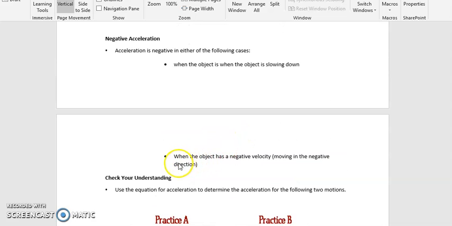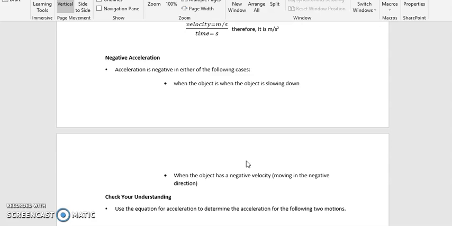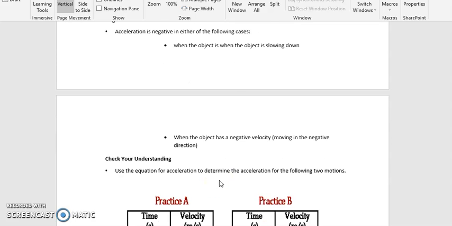Okay, as well, when the object has a negative velocity, so it's moving in the negative direction. So we are going to talk a little bit more about negative accelerations later. Just kind of have that idea of if an object is slowing down, it's still an acceleration, it's just called a negative acceleration, okay? And then also anytime the object is traveling with a negative velocity, so moving to the left or moving downward, that would be a negative acceleration as well.